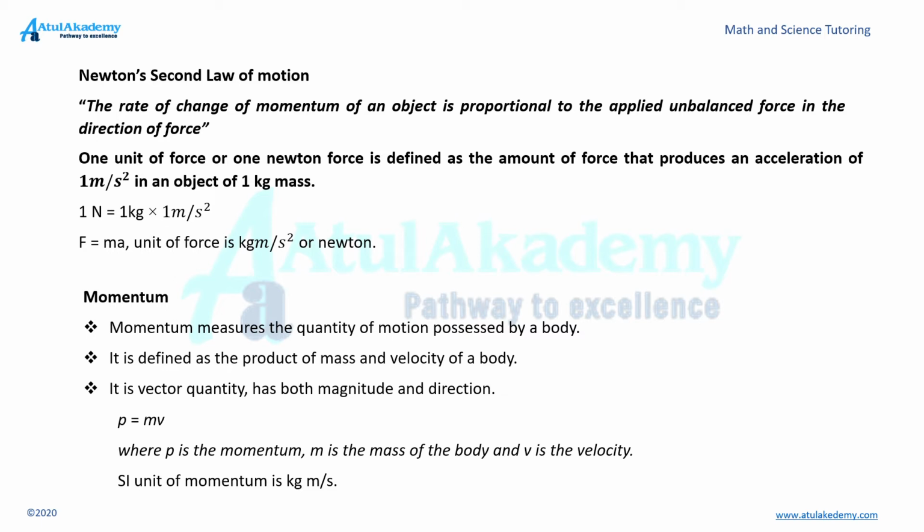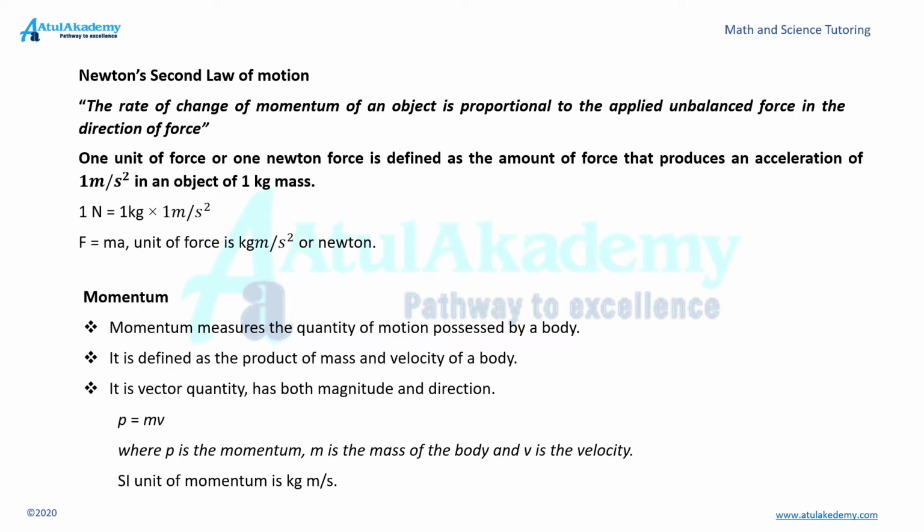Now comes the second law of motion. Rate of change of momentum of an object is proportional to the applied unbalanced force in the direction of force. 1 unit of force or 1 Newton of force is defined as the amount of force that produces an acceleration of 1 meter per second square in an object of 1 kg mass. So 1 Newton can be expressed as kg meter per second square. So the unit of force can be kg meter per second square or Newton. Newton is the SI unit of force.